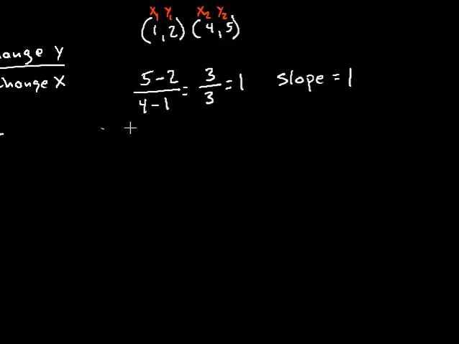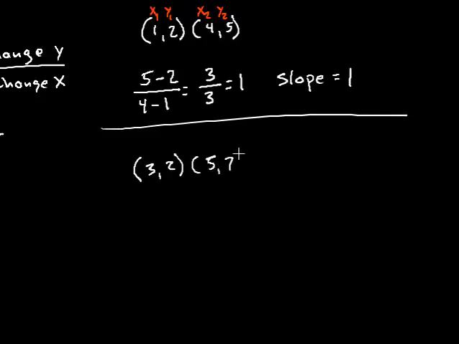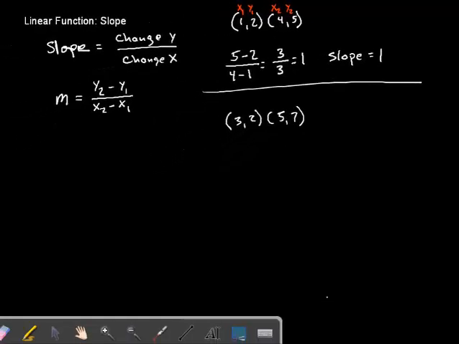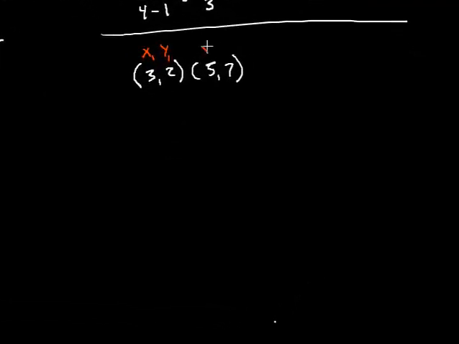And let's try one more as an example. So if we had (3, 2) and (5, 7), let's say, and again, we can label these. This would be our x1, our y1, our x2, and y2. And then we just plug this into our equation. So y2 is 7 minus y1, which is 2. And that's going to be over our x2, which is 5, minus our x1, which is 3.